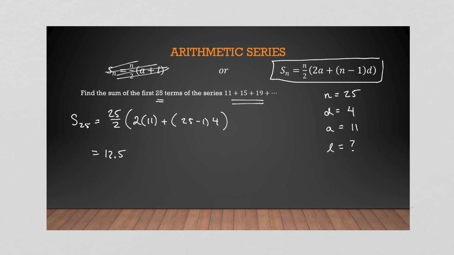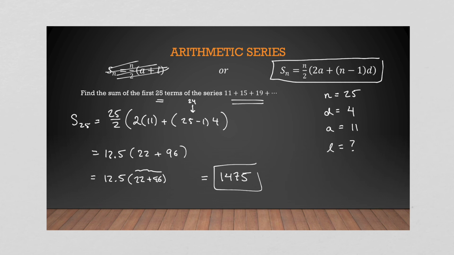Well, 2 times 11 is 22. And then 25 minus 1 is 24. 24 times 4 is 96. So we end up with 22 plus 96. So 12.5 times 22 plus 96. You want to add those together first, and we end up with, calculator work, 1,475. So depending on the information you have, you can narrow down to either this equation or this equation.